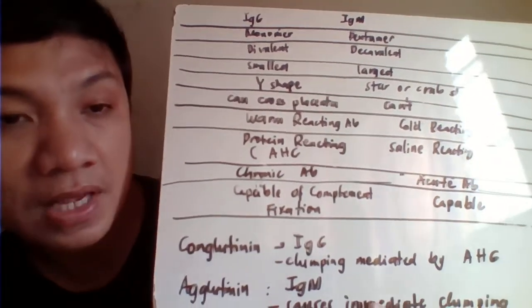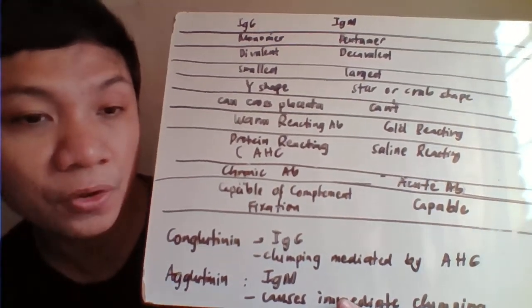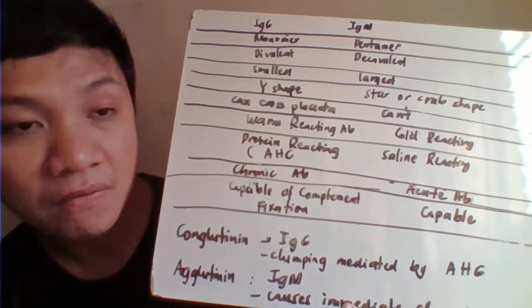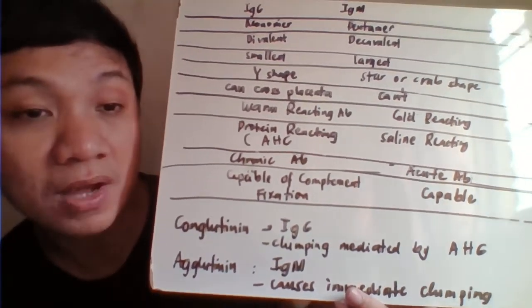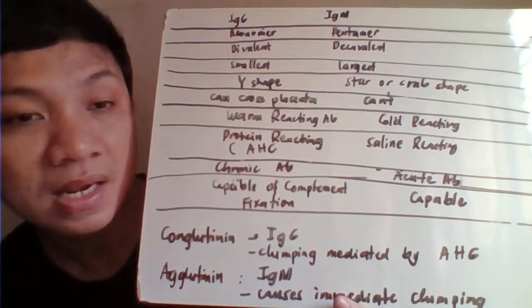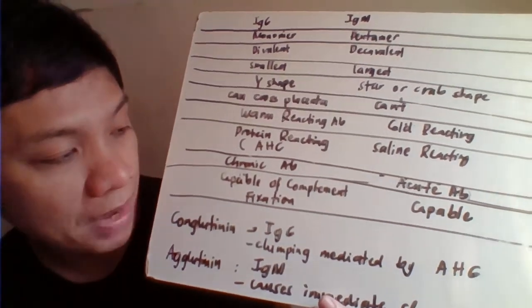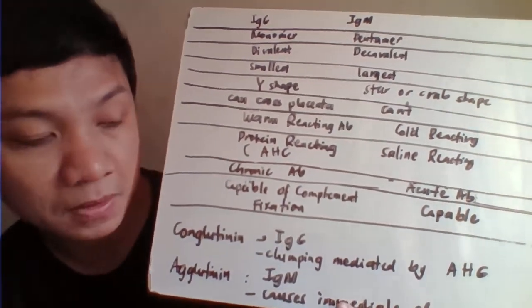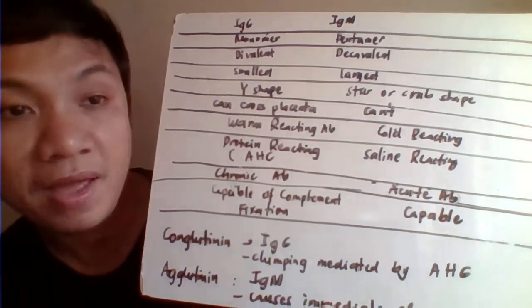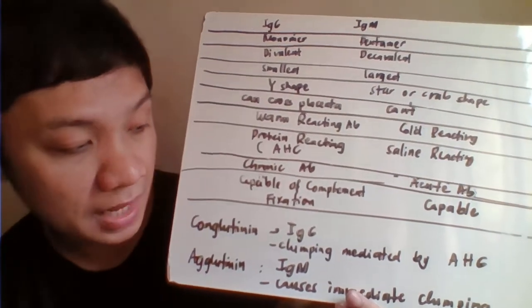In the case of the IgM, this is a saline reacting, so-called cold reacting antibody siya, versus your IgG, which is a warm reacting antibody, is reactive at 37 degrees Celsius. It's a clinically significant antibody. And both of them are capable of complement fixation. Only that this is more effective because of the larger size.